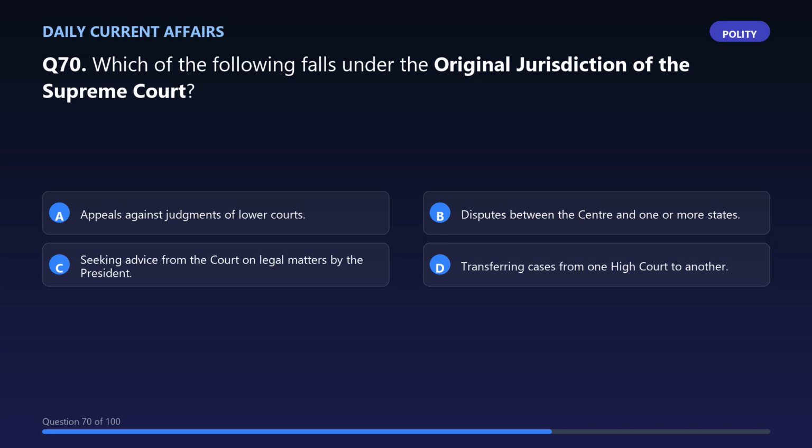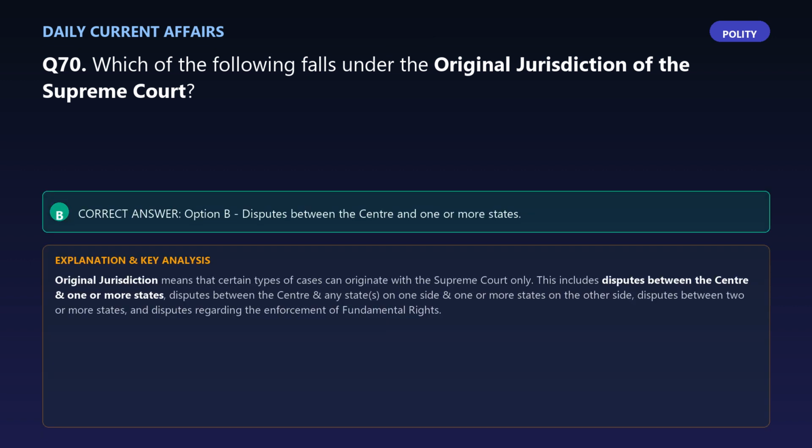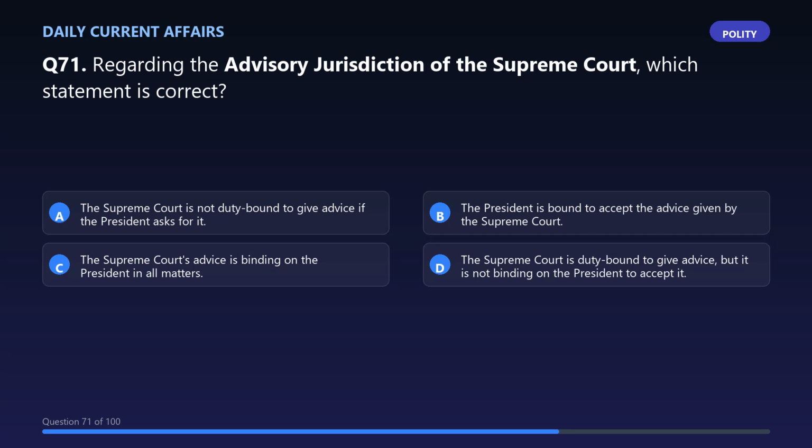Question 70. Which of the following falls under the original jurisdiction of the Supreme Court? The correct answer is option B, disputes between the centre and one or more states. Explanation: original jurisdiction means that certain types of cases can originate with the Supreme Court only. This includes disputes between the centre and one or more states, disputes between the centre and any states on one side and one or more states on the other side, disputes between two or more states, and disputes regarding the enforcement of fundamental rights.